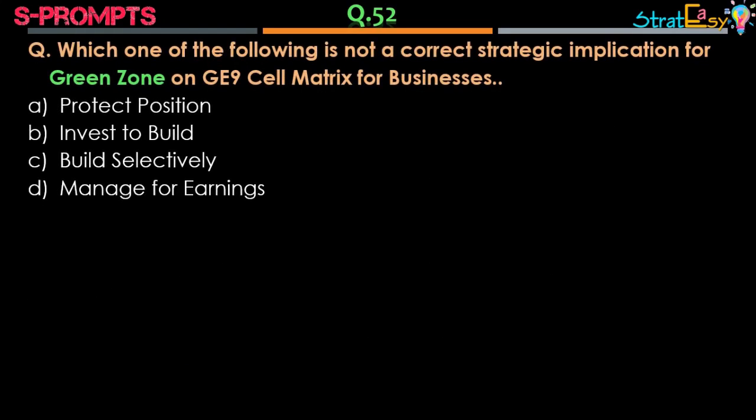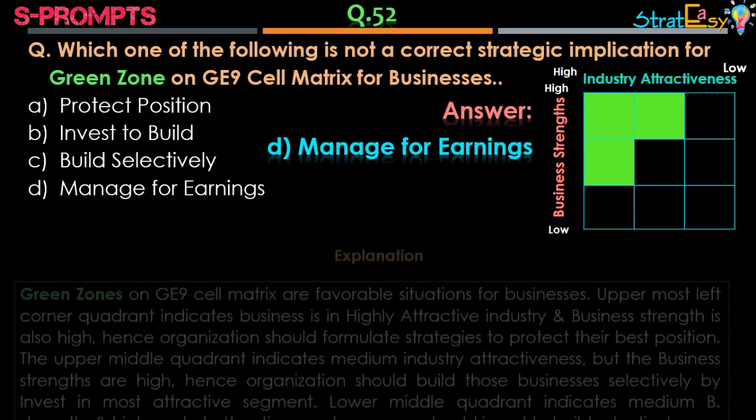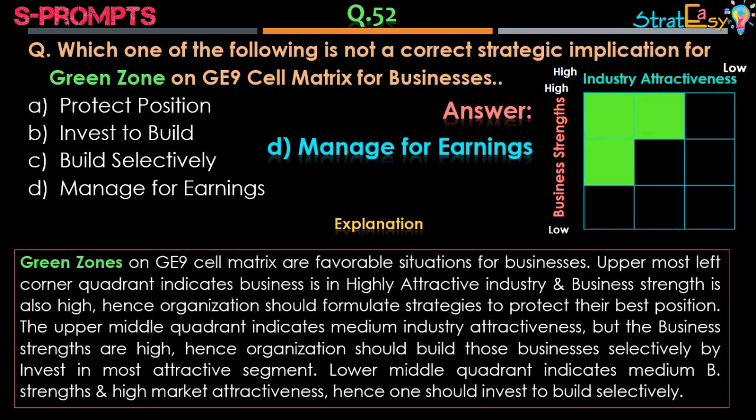Question number 52. Which one of the following is not a correct strategic implication for green zones on the GE nine-cell matrix for businesses? And the right answer is option D, manage for earnings. Green zones on the GE nine-cell matrix are favorable situations for the businesses. The uppermost left corner quadrant indicates the business is in a highly attractive industry and business strength is also high. Hence, organizations should formulate strategies to protect their position.